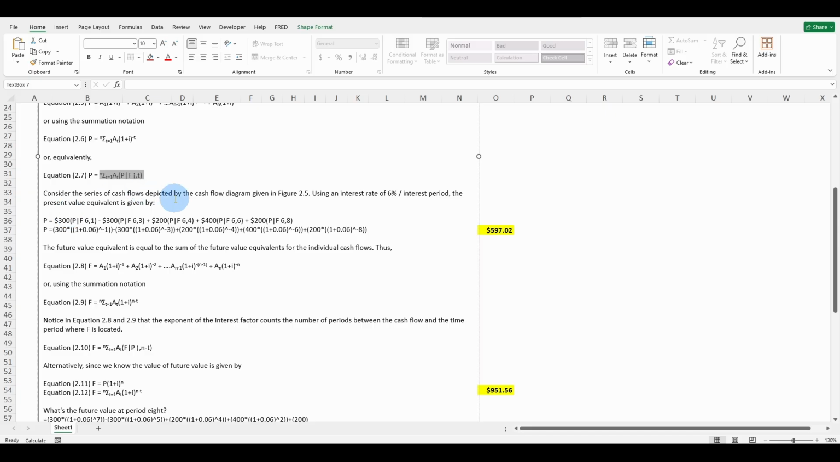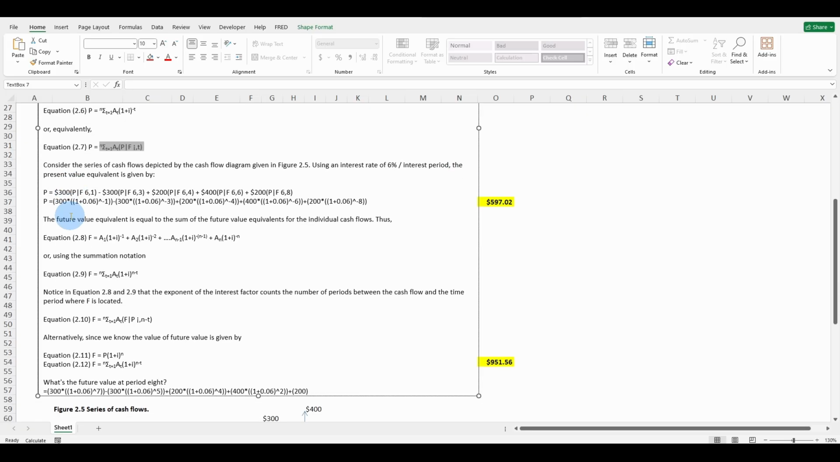Consider the series of cash flows shown below. Using an interest rate of 6% per interest period, the present value equivalent is given by 300 times 1 plus the term, which is 6%, and the period. So you want to make sure you use the caret and then the negative sign. Then that's money coming in. Then money going out, you want to subtract it. That's in period 3. Then we have 200 coming in at year 4, and then another 400 coming in at period 6, 200 coming in at period 8. There it is.